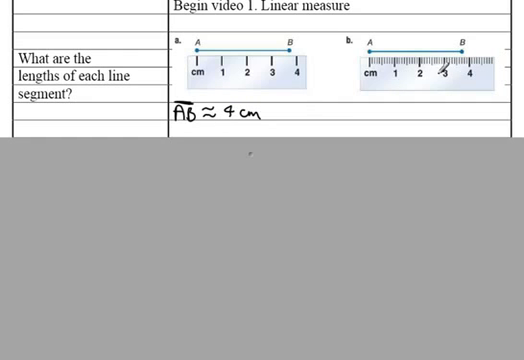But if we have millimeters, those are the little notches in between. If we have millimeters, we count. And there's 1, 2, 3, 4, 5, 6, 7. It's about 7 millimeters here. So line segment AB is approximately 3.7 centimeters, where the 0.7 represents 7 millimeters.